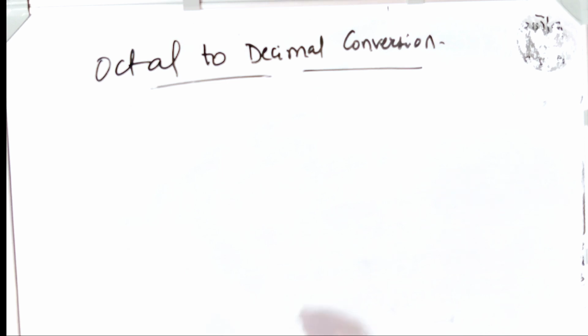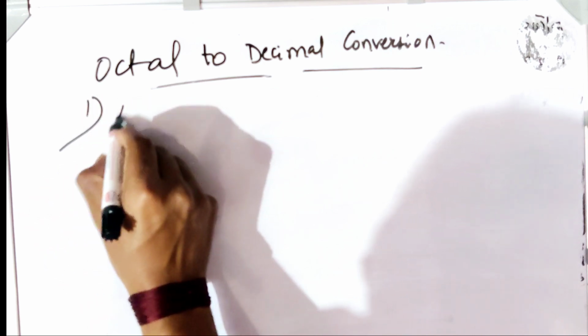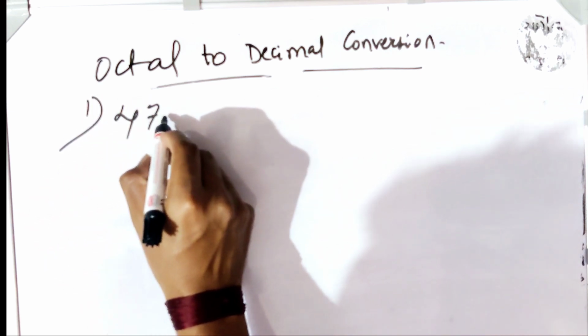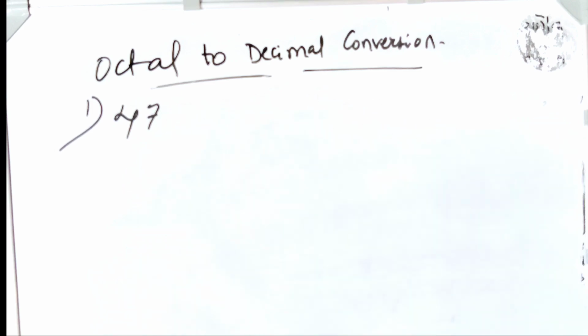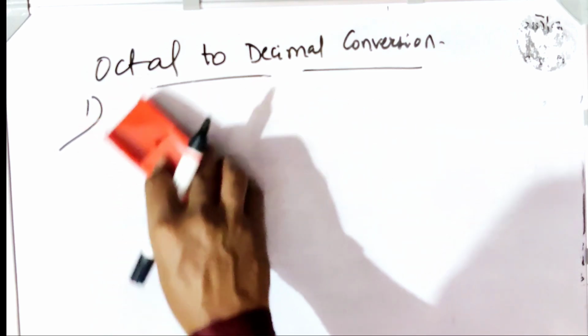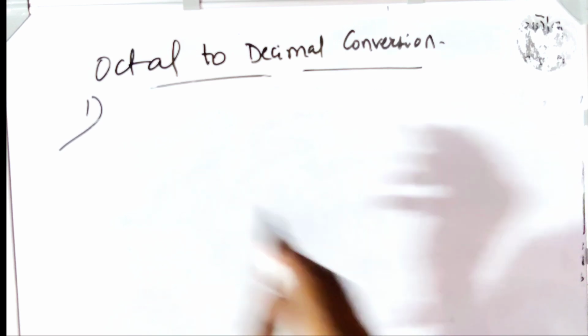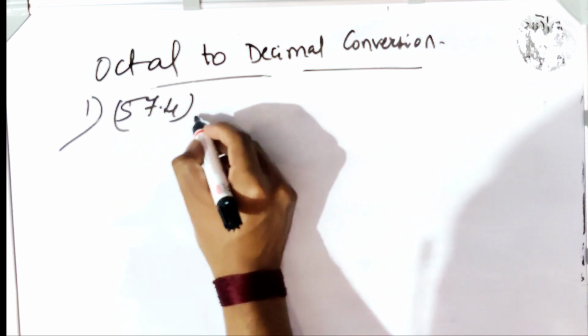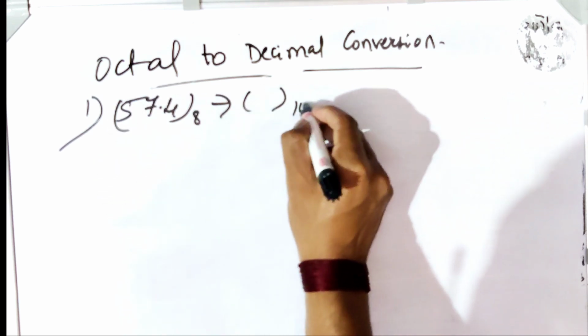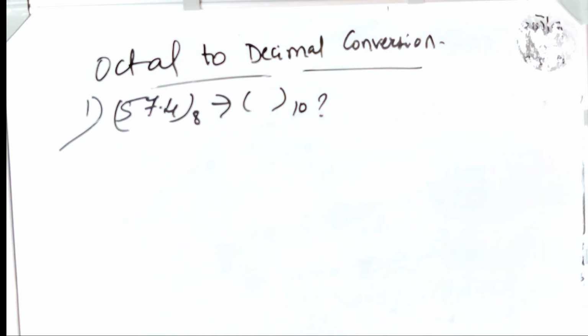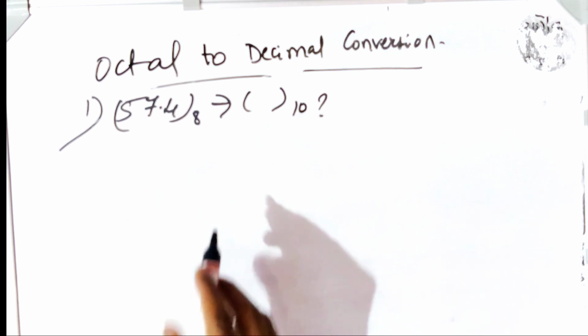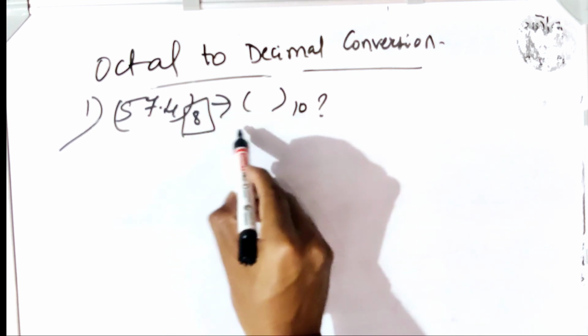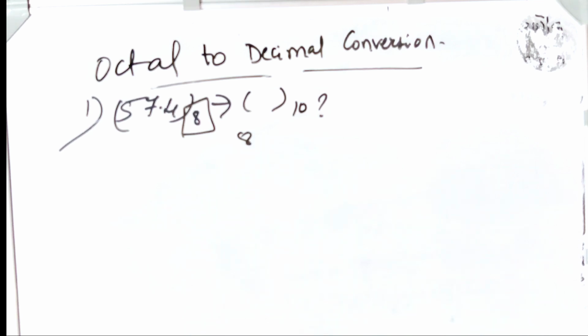So we will take an example problem: 57.4 to the base 8, to be converted to a decimal number. So what is the value of this? We'll find it out. The radix here is 8.